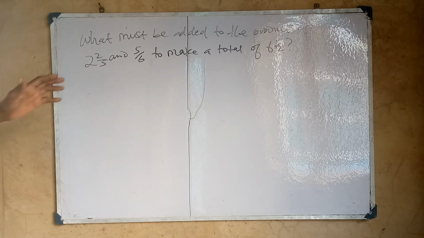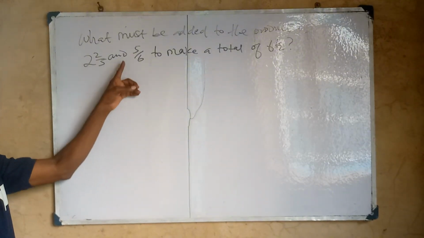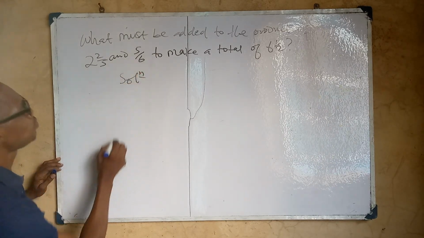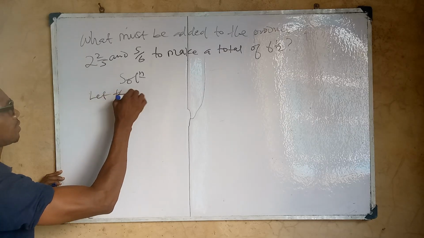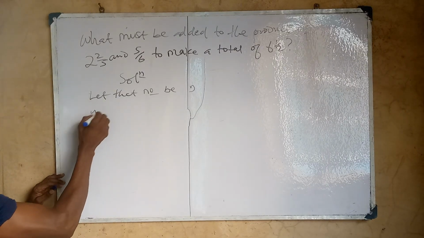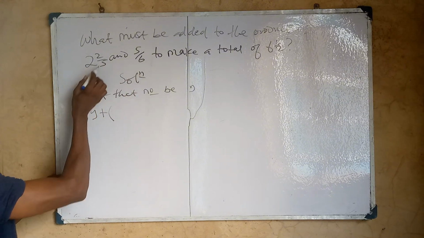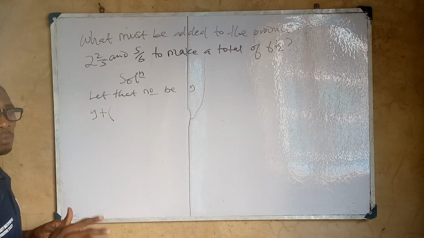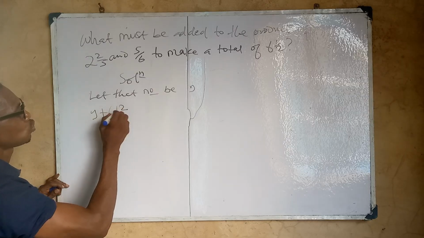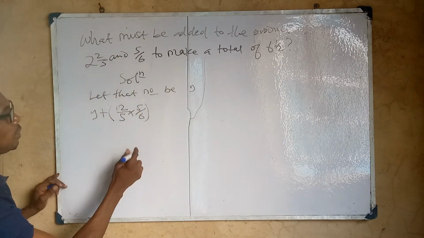Do you have a question like this? What must be added to the product of 2 2/5 and 5/6 to make 6 1/2? Quickly, this is simple. Let that number be y, all right? So we are adding it to the product, meaning times. Let's convert this number to an improper fraction: 5 times 2, 10 plus 2, 12 over 5, times 5 over 6. Why am I using times? Because it's a product.